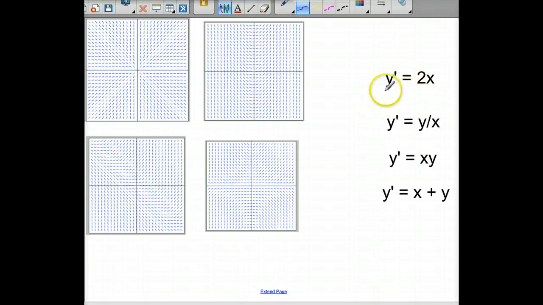So they cannot be this first one. So this first one must go with that one. Let's just check a point. If we use the point over here, 4, and you put in a 2, 2 times 4 is 8, that could be a positive slope.